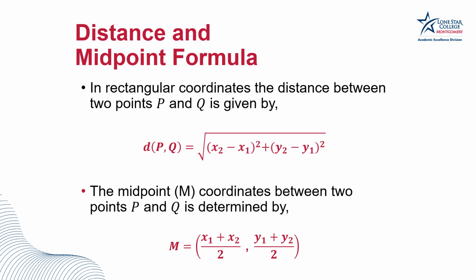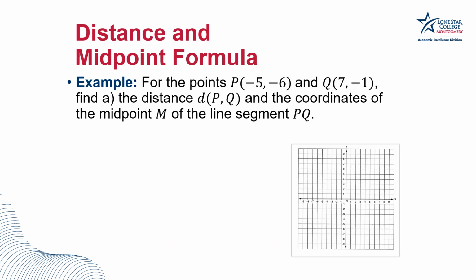Q. The midpoint formula is still using the same 2 points, but instead the formula is m equals x1 plus x2 over 2, comma y1 plus y2 over 2, because it's an actual coordinate as opposed to an actual value in the distance. Let's do an example.